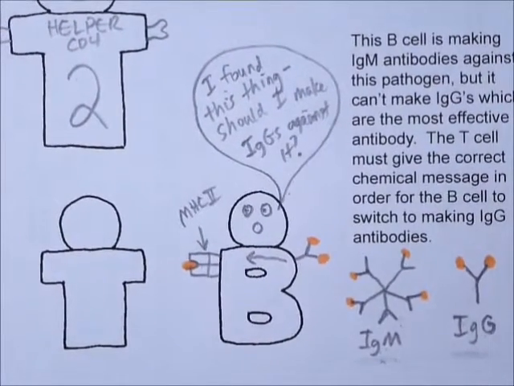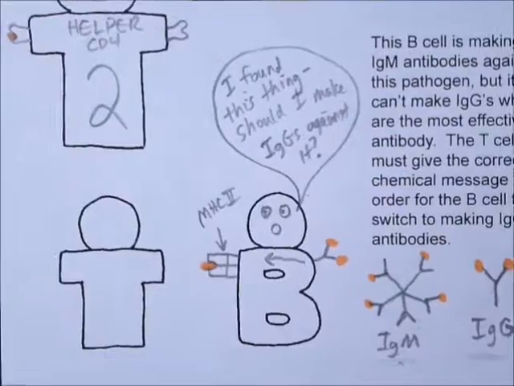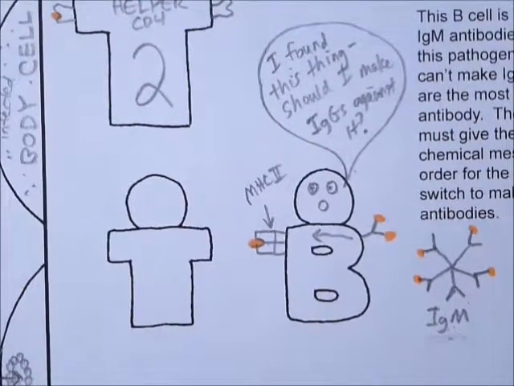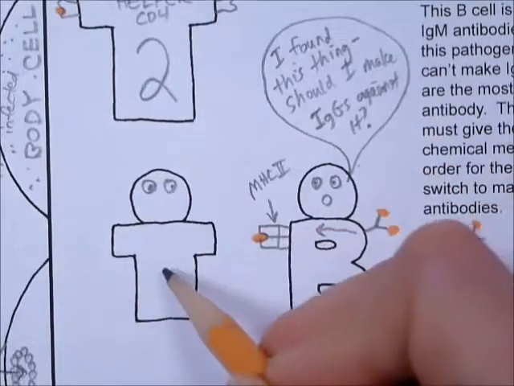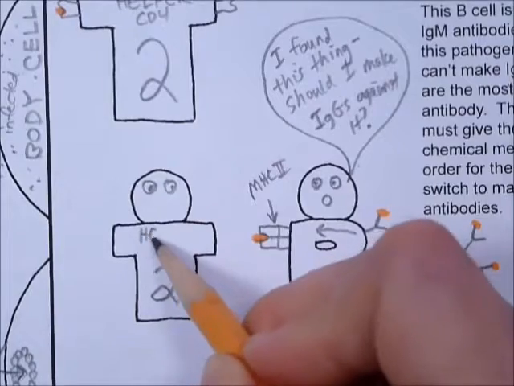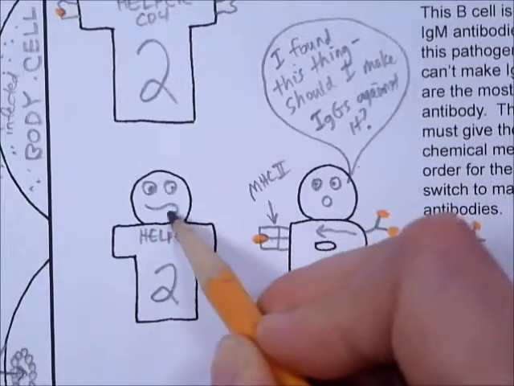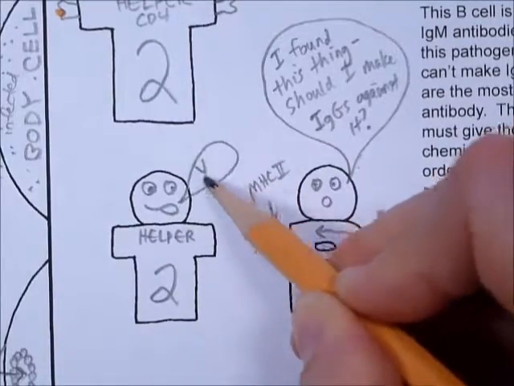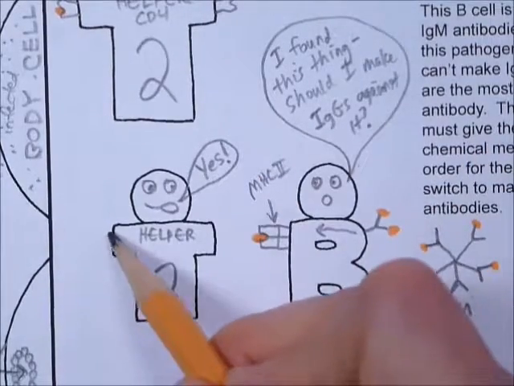So the B cell is asking, I found this thing, now should I switch and start making these, which are actually a little more effective? And he's not going to do anything until he talks to a T helper about it. So here's our little helper number 2. And his mouth is going to be saying, yes, switch and start making IgGs.